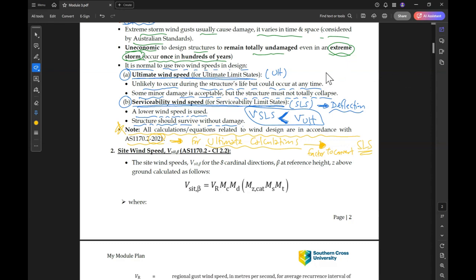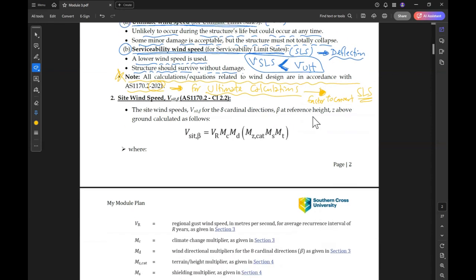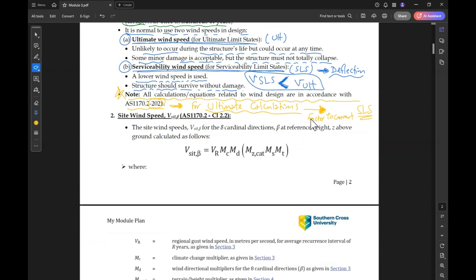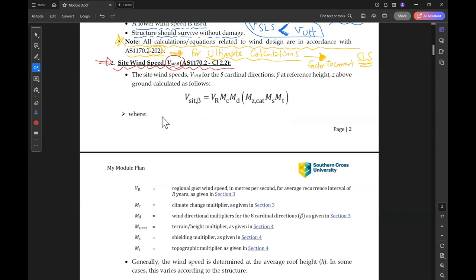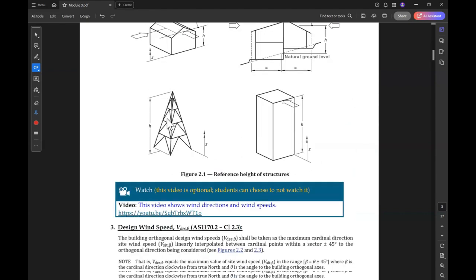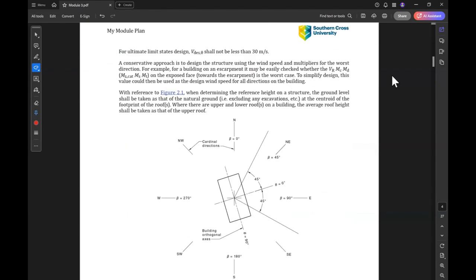Let's start now with how to calculate the speeds. Our first step is to determine the site wind speed, V site beta. So what is the reason for V site beta? If we scroll down a little bit here.